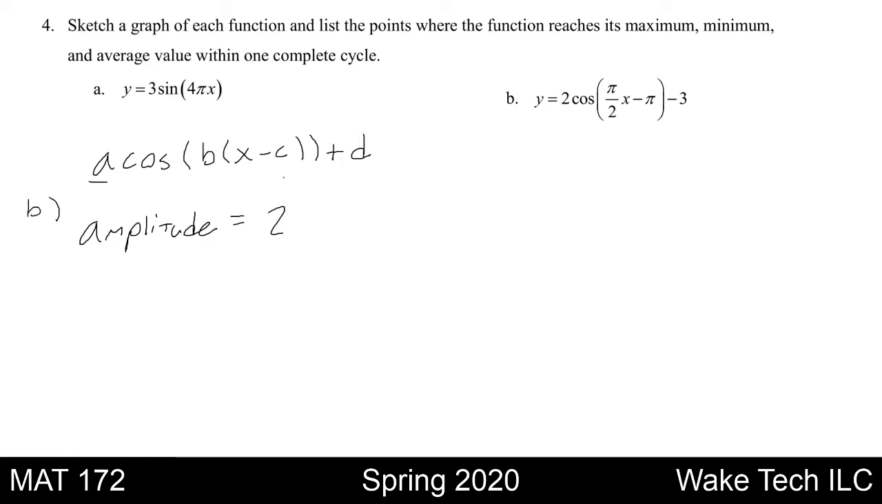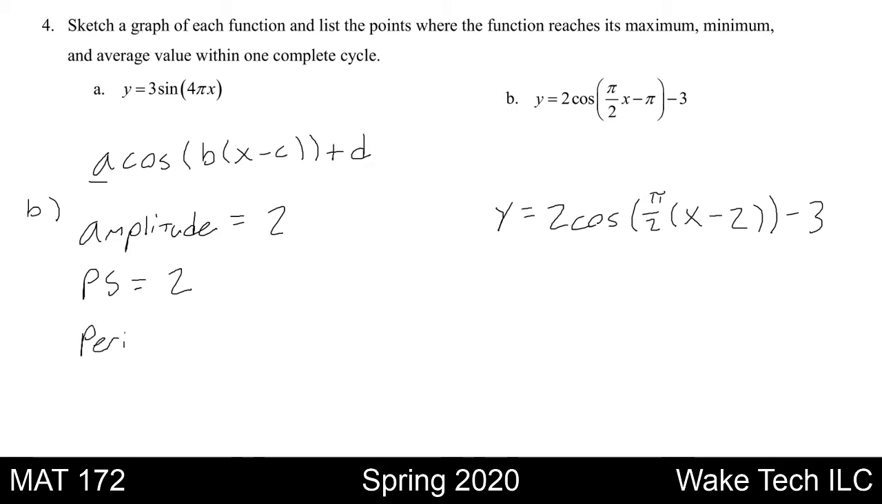C is our phase shift. And I'll notice that our function in part B isn't quite factored in the way that the formula is. So let's factor it. We have y equal to 2 cosine. Pi over 2 has been factored out of our x now, which means it's been divided into both terms. Pi divided by pi over 2 is just 2. That means our phase shift is just 2.